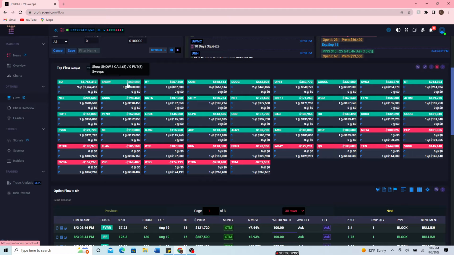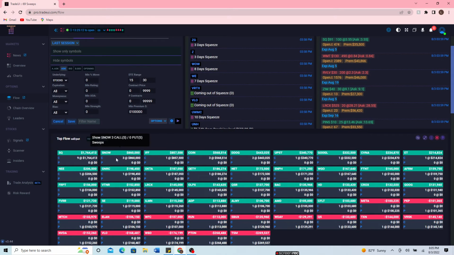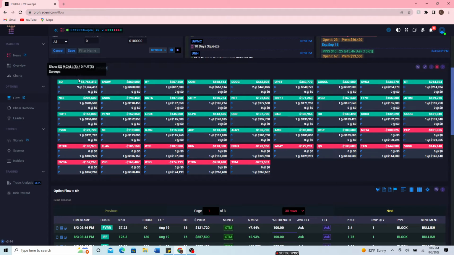So for example, SNOW is at 860,000 to the bull side. And I'll do a quick breakdown: there were 3 calls for 860,000 total, and there was a put with a premium of $0 total. This is correlating with the filtering system that you set up right here. So this gives you the top flow that happened for the day. That way it gives you a quick little hot list to see what's popular and what's not popular.